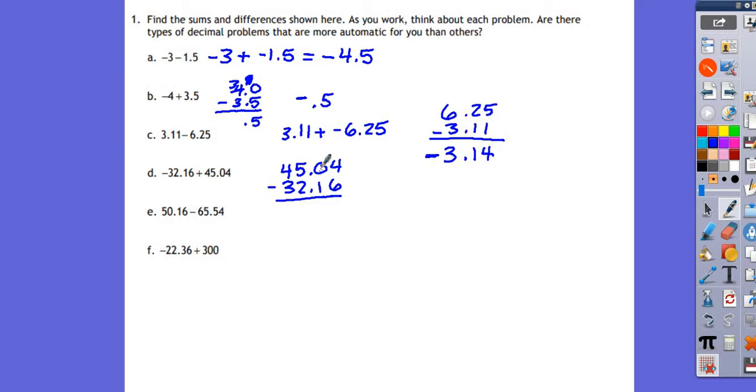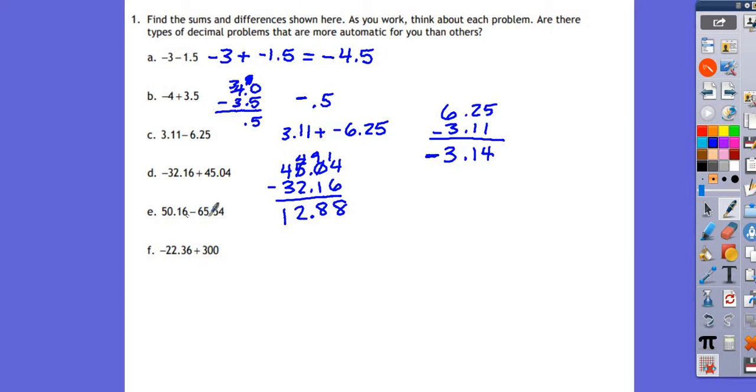I've got to do some borrowing here. 4, 9, 14. It gives me 8. 8. Bring down my decimal. 2, 1. Okay, is 32 or 45 the bigger number? 45 is the bigger, and it's a positive, so my final answer stays a positive.